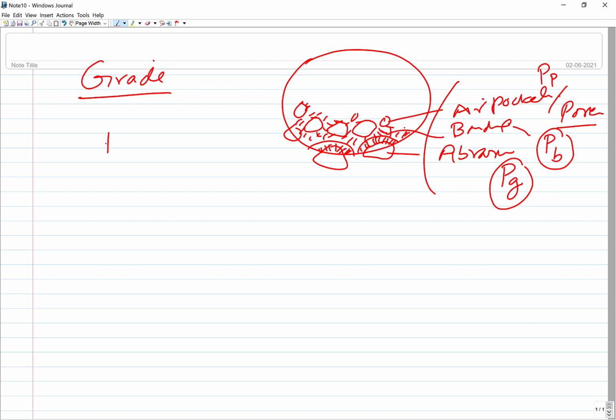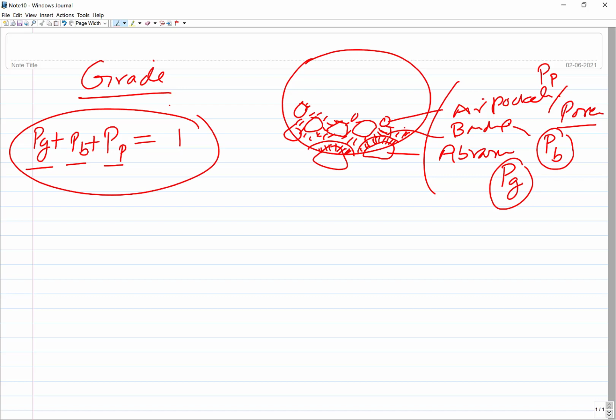Okay, so the sum of all these, Pg plus Pb plus Pp, proportion of abrasives, proportion of bonding material, and proportion of the pores, the sum of all these will be equal to 1. Okay, so when you see the bonding material, certainly it is important that there is a good bond between the abrasive and the bonding material.